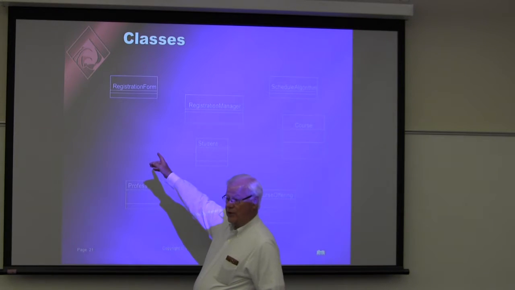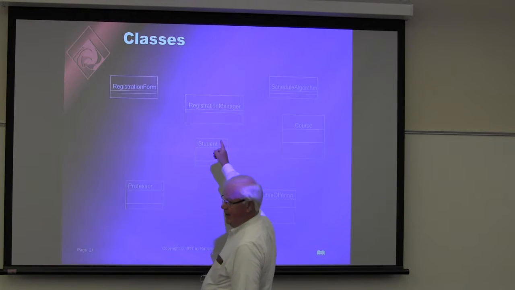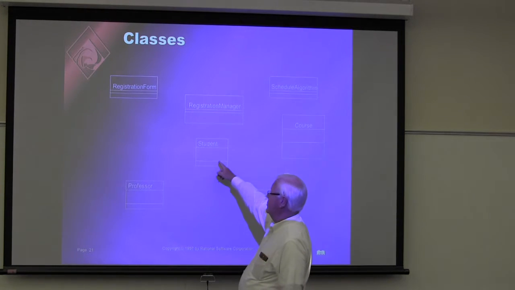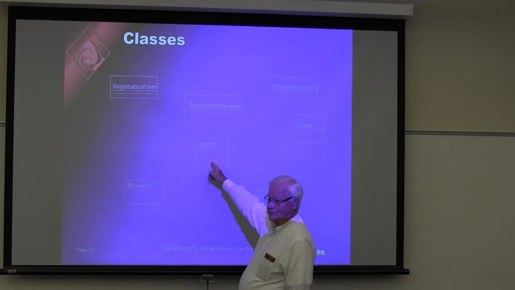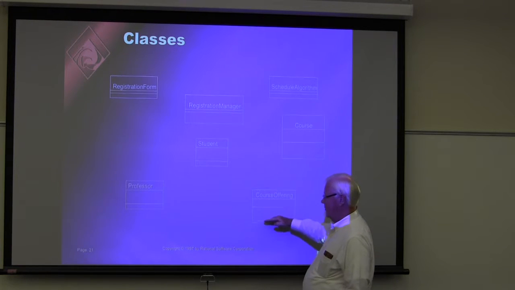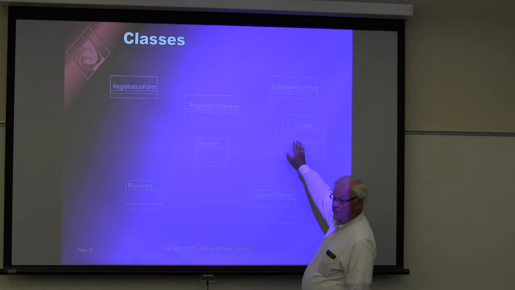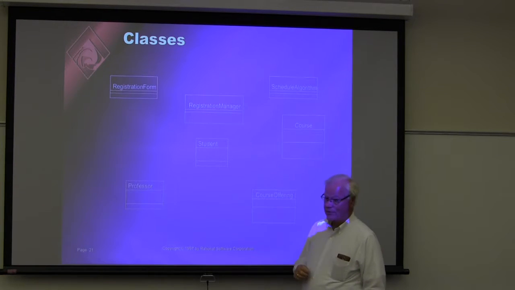So here's some classes. Remember the registration form that the student uses? That's the form for their screening, right? Where they're going to fill in their request. The registration manager is a process. Student, though, is a user, aren't they? Professor. Course offering, this is the one with location and time and so forth in it. But the courses are the mother of this. It's the course itself. And then there's a scheduling algorithm that can be called. It's a process.